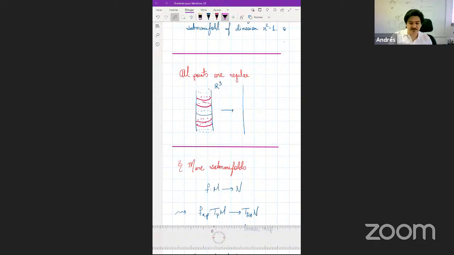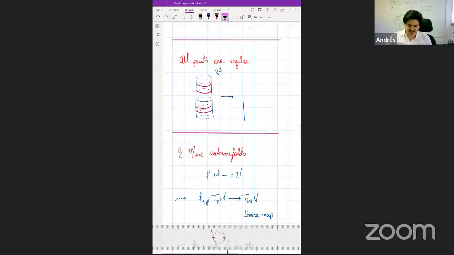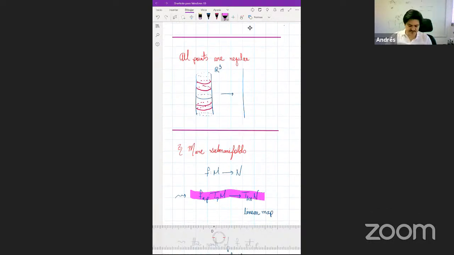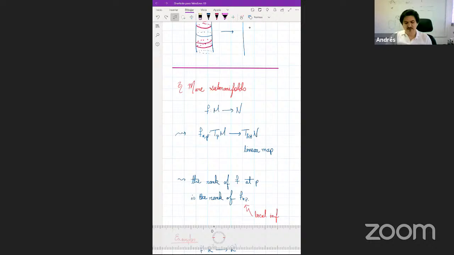So let's try to see this. As before, we have a smooth function. And we know that every time we have a smooth function at a point, I have a linear map. And remember that we saw the rank, right? What is the rank of a function at a point? It is the rank of this linear map. And remember that this is local information. It varies from point to point. It can vary from point to point.